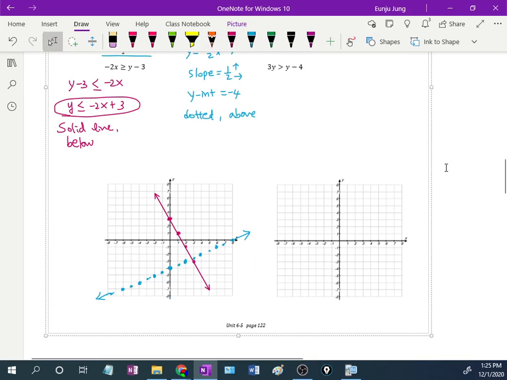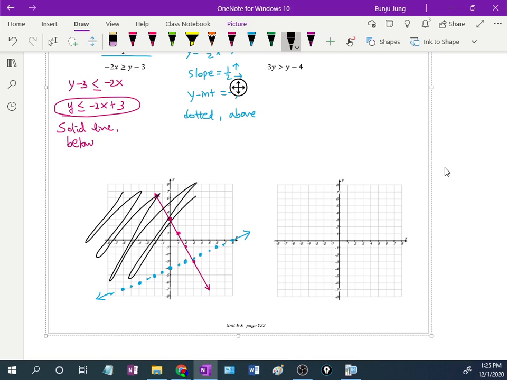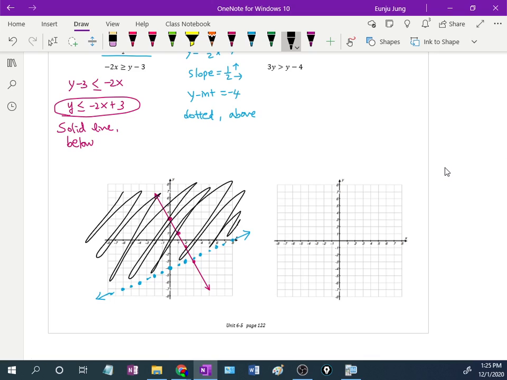If I shade the region, look what I'm doing. I try to do one color, just like your pencil. I picked the black color. Blue one, shade above. Don't shade it yet, okay? I will use the undo button. The red one here, shade below. So this overlapping part is the solution set, right?